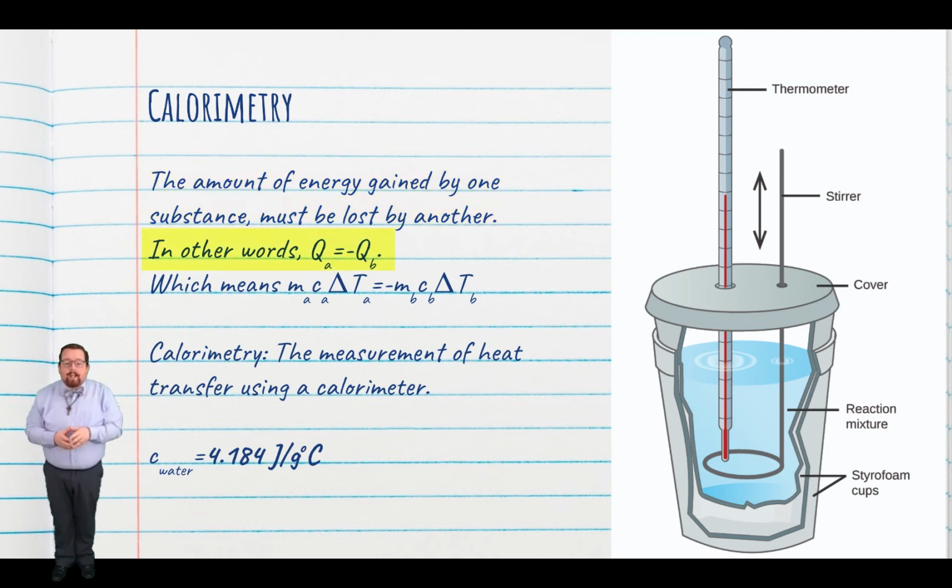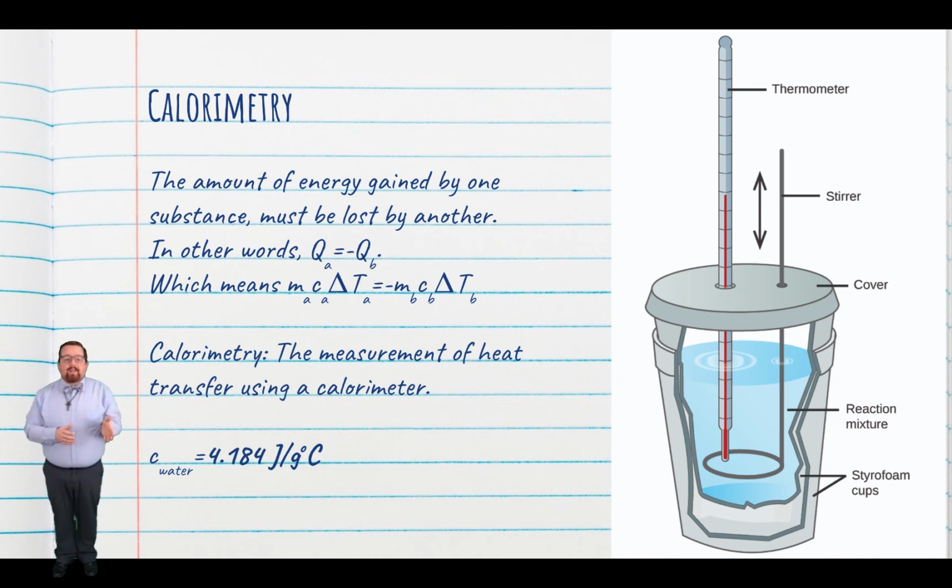In other words, the energy or heat of one substance is equal to the negative heat of the other substance. In other words, the MC delta T of one substance will always equal the negative MC delta T of the other substance. The kinds of problems you'll do for me will involve dropping a hot or cold substance into water. When you drop a hot substance, for instance, into water, the substance will cool down, losing energy, while the water heats up, gaining energy, until they both reach the same temperature. The energy change is the same for both substances, just one's negative and one's positive.